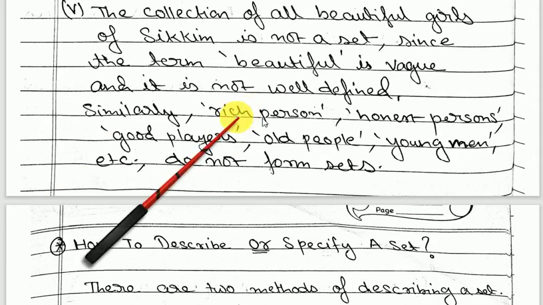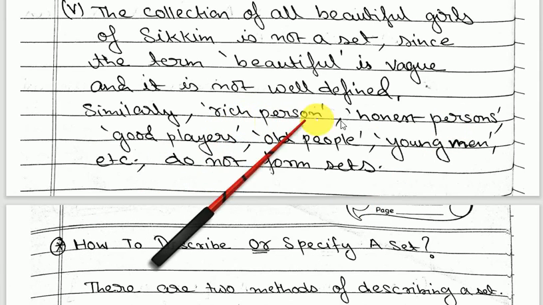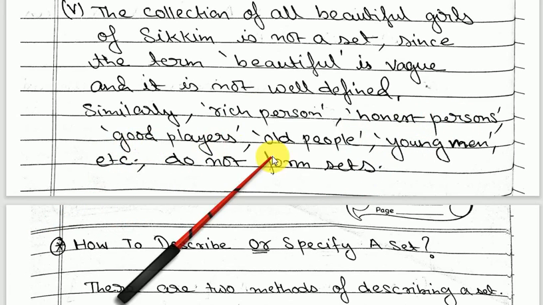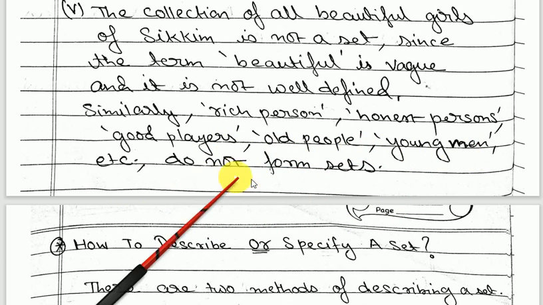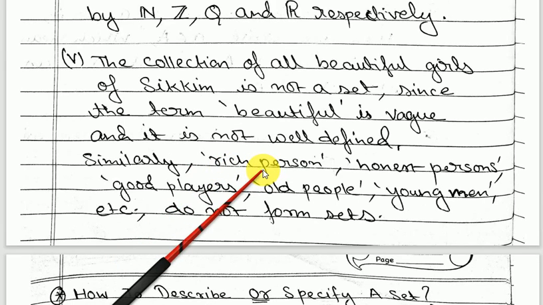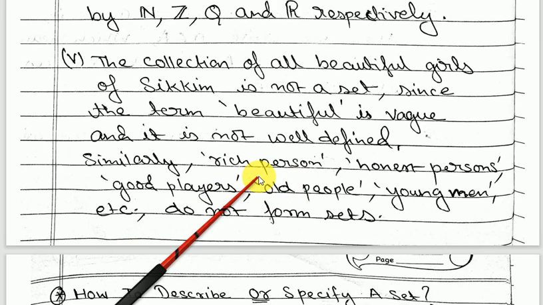Similarly, rich persons, honest persons: you cannot have a collection of rich persons as a set. You cannot have a set of honest persons, a set of good players, a set of old people, a set of young men, etc., because these terms are not well defined. It varies from person to person, so we cannot get a unique set for it.